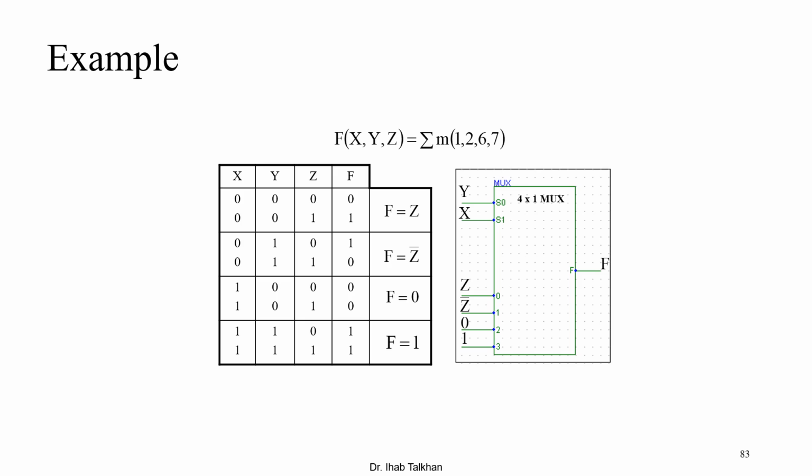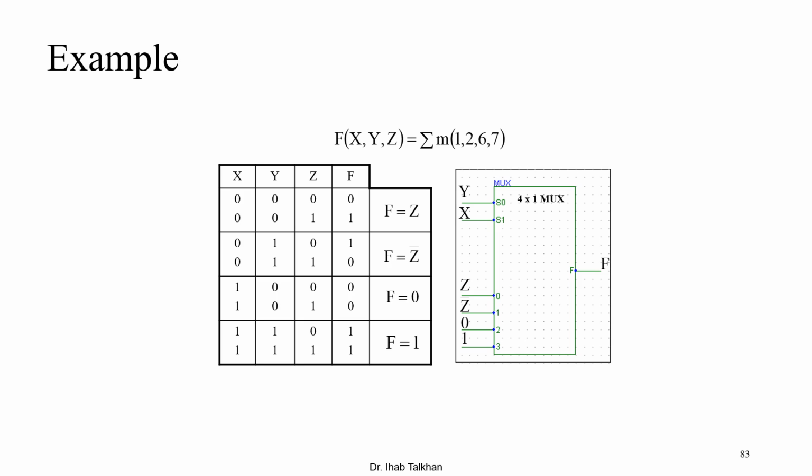4 blocks. One block is x and y equals 0, 0, the second block x and y equals 0, 1, the third block x and y equals 1, 0, and the fourth block x and y equals 1, 1. Whenever x and y equals 0, 0, the relationship between f and z is that f equals z. For the block x, y equals 0, 1, you find that f equals z bar. For the block x, y equals 1, 0, we find that f equals 0. And for the block x, y equals 1, 1, we find that f equals 1.